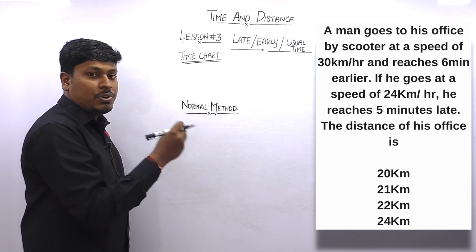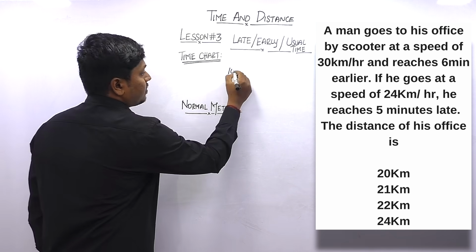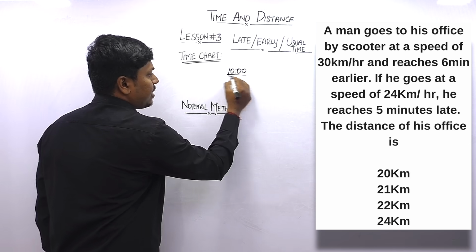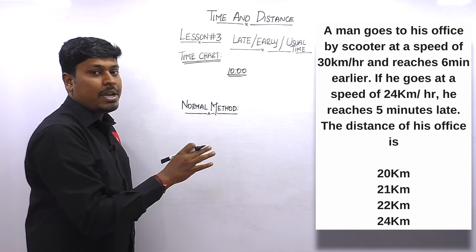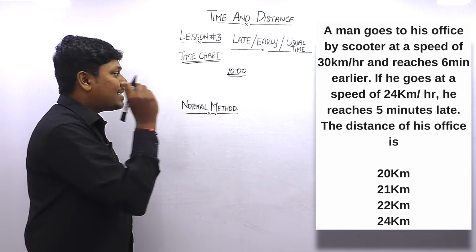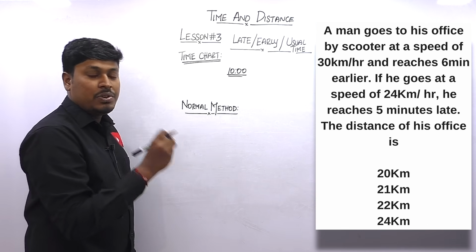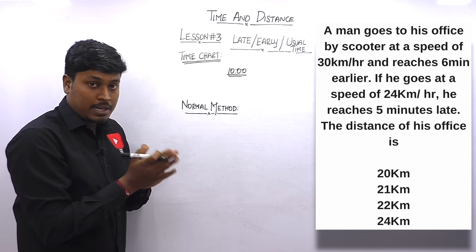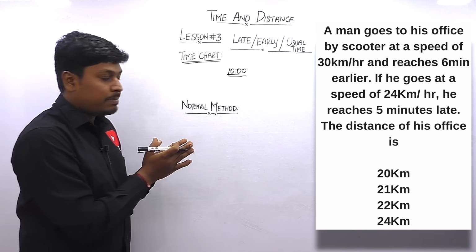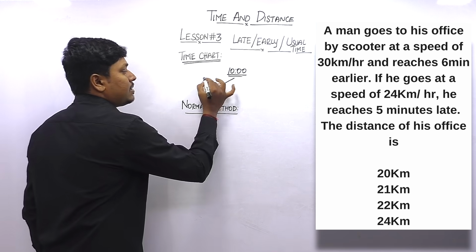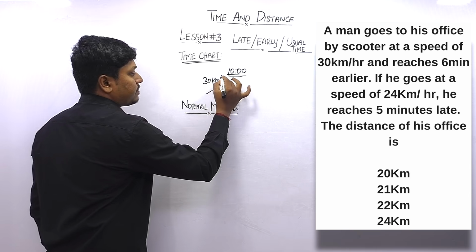The man usually goes to the office at 10 o'clock, right? We are fixing some timing, it can be 9 o'clock or 8 o'clock, whatever it is, but just fix some timing. This is the time at which he usually goes to the office. A man usually goes to the office at 10 o'clock. Now his speed is 30 km per hour. So the first speed is 30 km per hour.